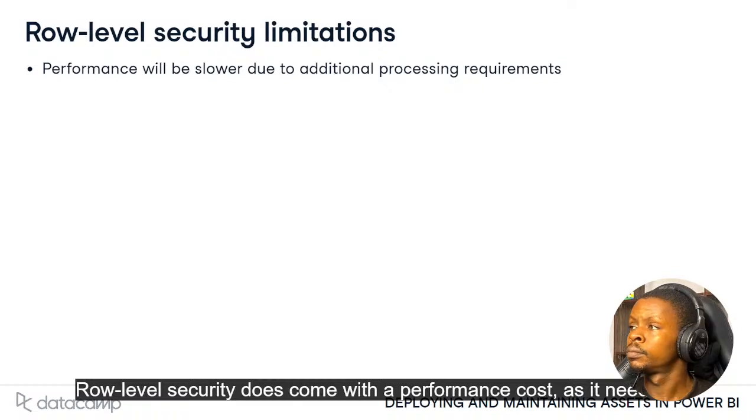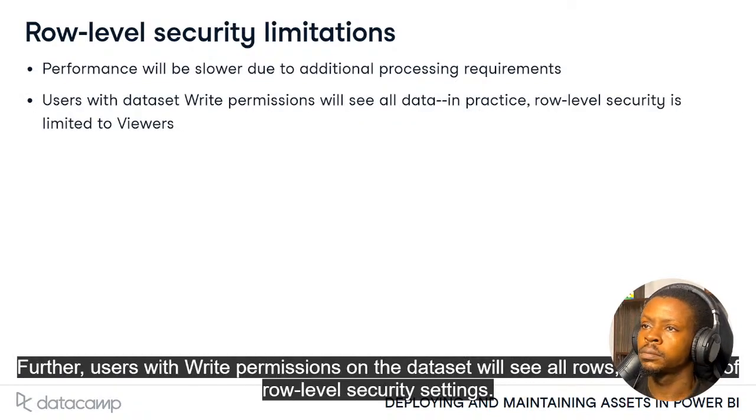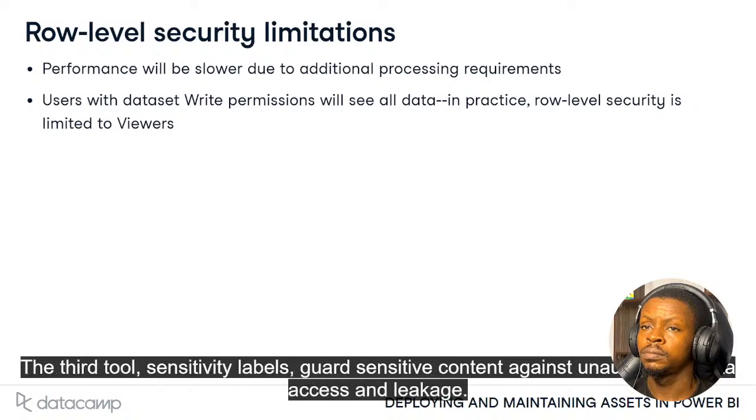Row-level security does come with a performance cost, as it needs to compare each row individually to see if the current user should be able to see it. Further, users with write permissions on the dataset will see all rows, regardless of row-level security settings. In practice, row-level security is a restriction you place on workspace viewers, not admins, members, or contributors.